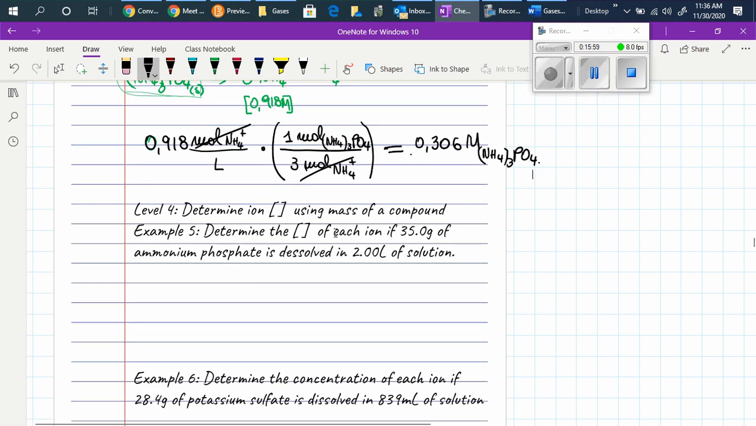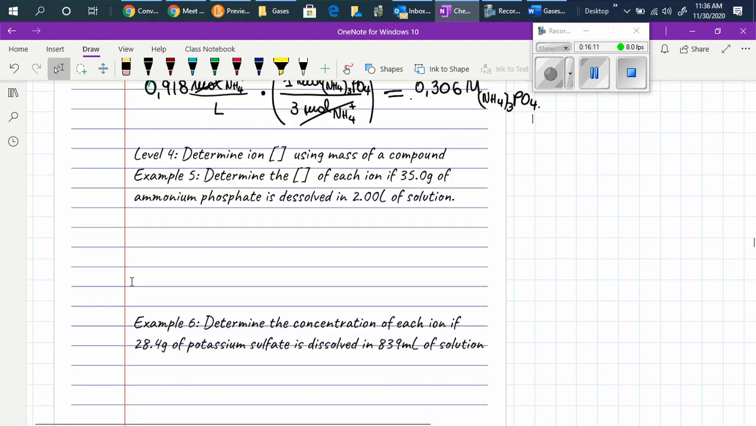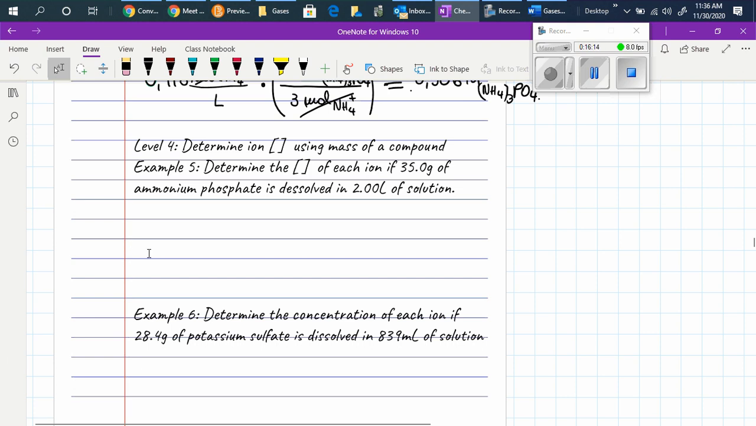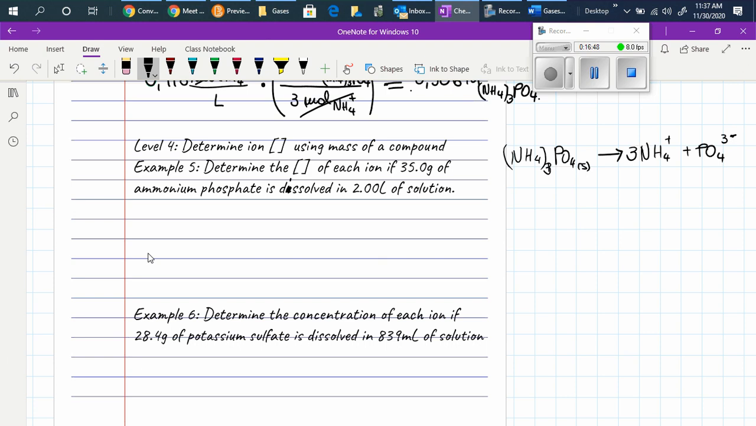Now, when we are determining the mass, this is the most difficult level. So now we have determining the concentration of each ion. If 35 grams of ammonium phosphate is dissolved in 2 liters, what is the concentration? Okay, good. So let's start with writing a balanced equation. So NH4 3PO4 in a solid state will be 3 NH4+ plus PO4 3-. And they are in aqueous solution because you are dissolving them.